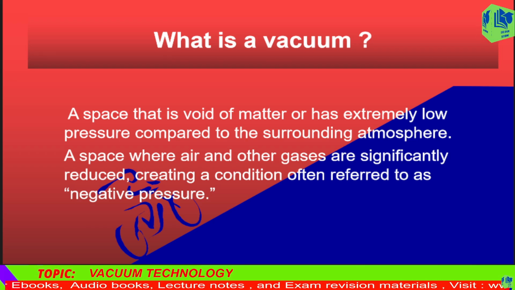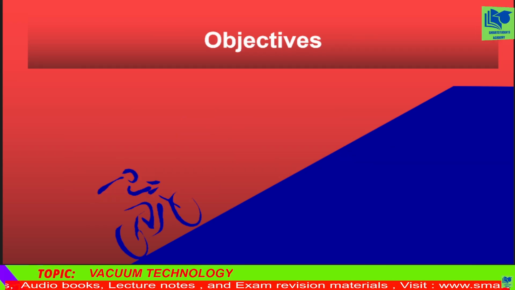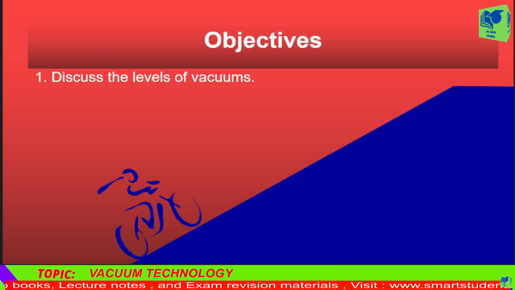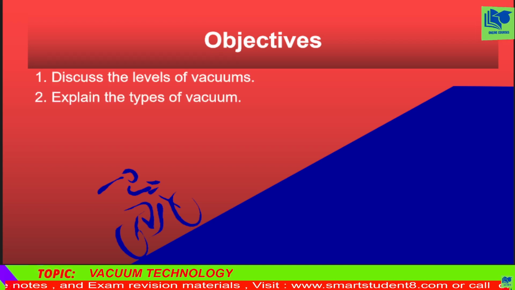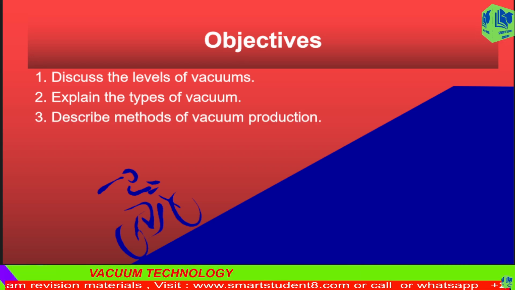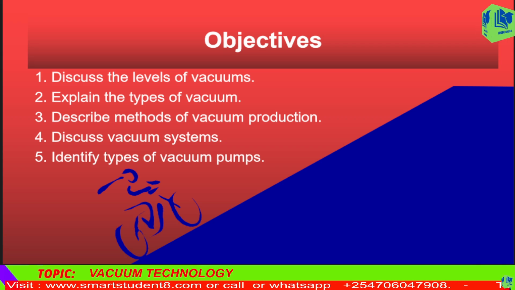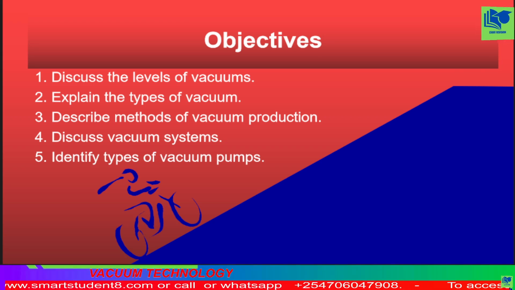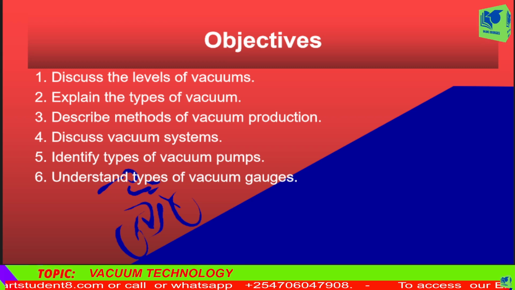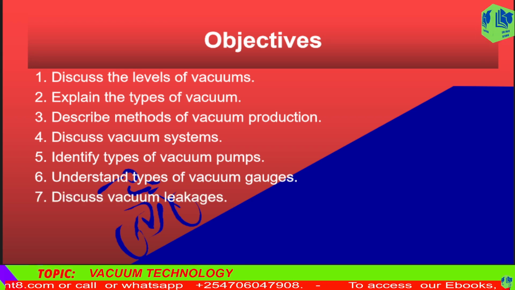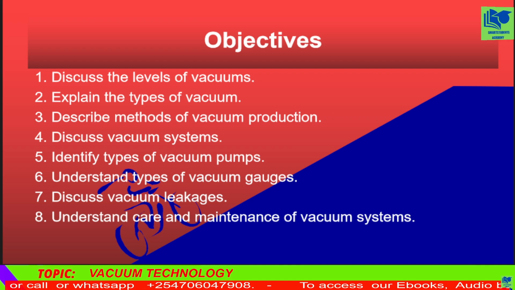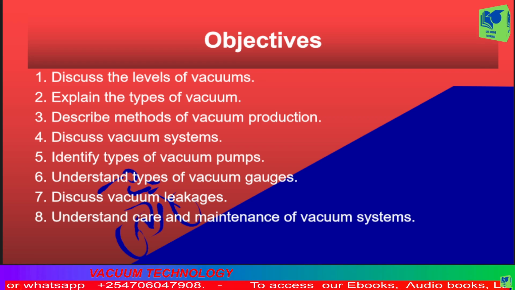Objectives of this tutorial. By the end of this tutorial, you should be able to: 1. Discuss the levels of vacuums. 2. Explain the types of vacuum. 3. Describe methods of vacuum production. 4. Discuss vacuum systems. 5. Identify types of vacuum pumps. 6. Understand types of vacuum gauges. 7. Discuss vacuum leakages. 8. Understand care and maintenance of vacuum systems.